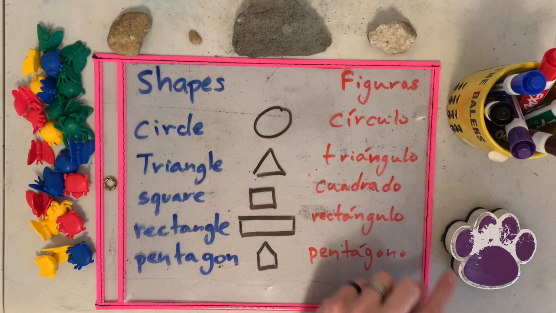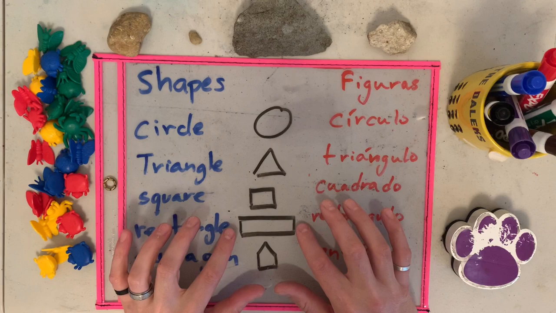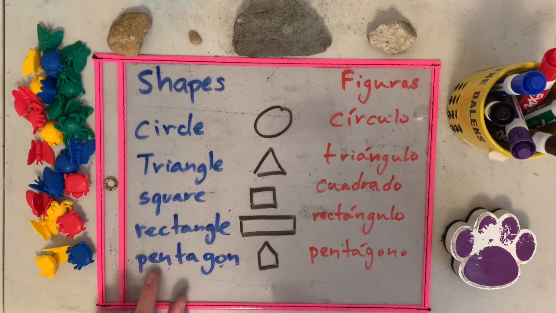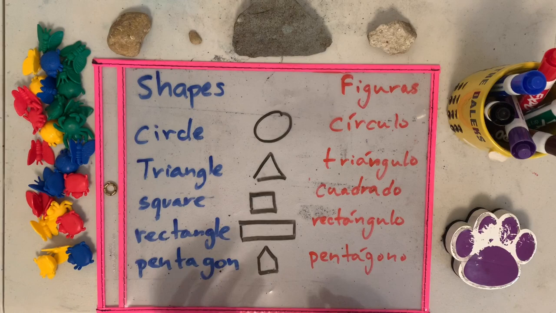Then we have the rectangle. The rectangle has also four sides, but it has two long sides and two short sides. In Spanish, rectángulo. And the last one that we're going to learn today is pentagon. The pentagon says penta. Penta means five. Pentágono, and it has five sides. These are the shapes that we learned today.